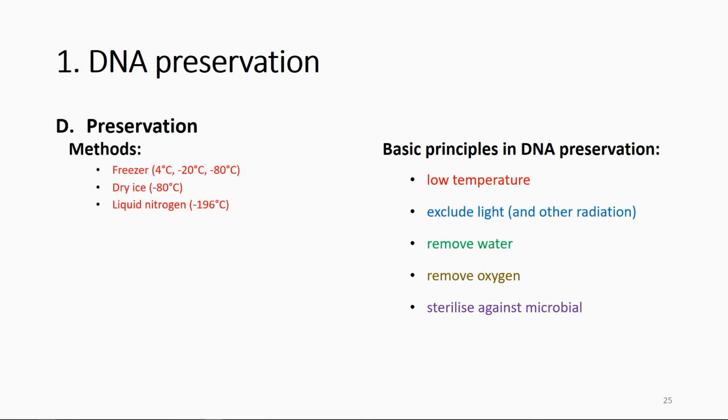For example, to keep the sample in a low temperature, you can keep your sample in a freezer at different temperatures. If you want long-term storage, it's better to keep it in a very cold environment. To exclude the light, you can store the sample in a dark cabinet or room, or use aluminum foil to wrap the glass bottle.